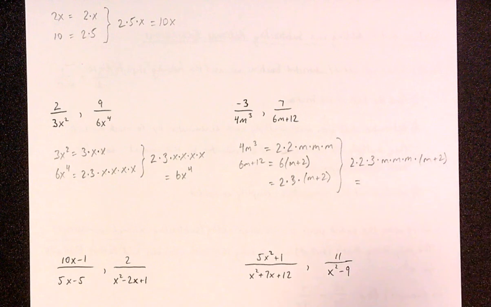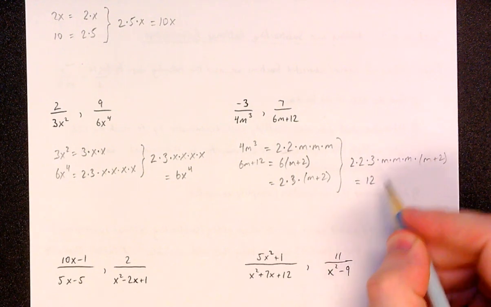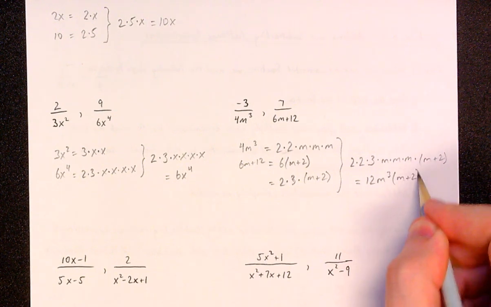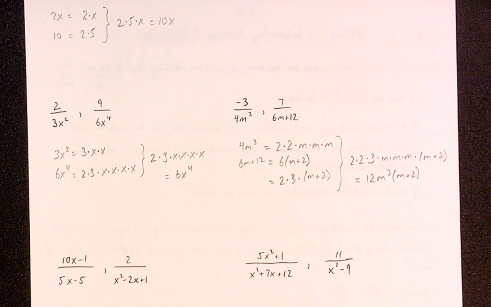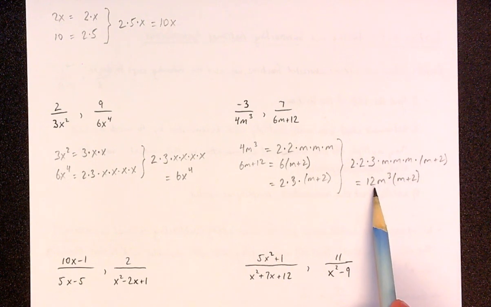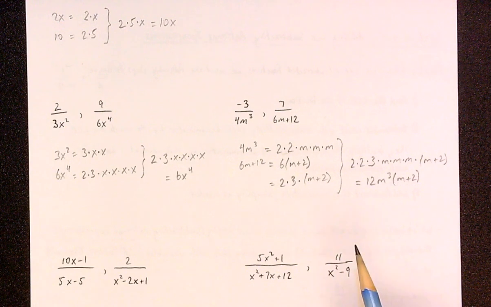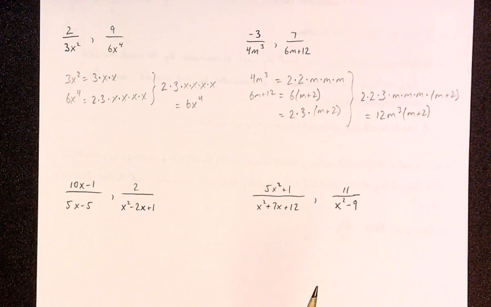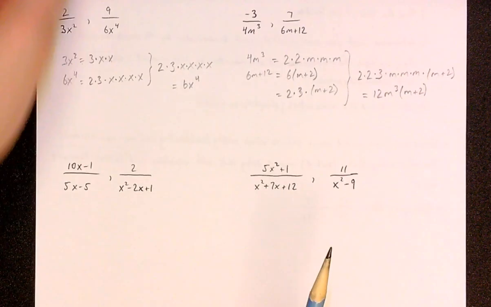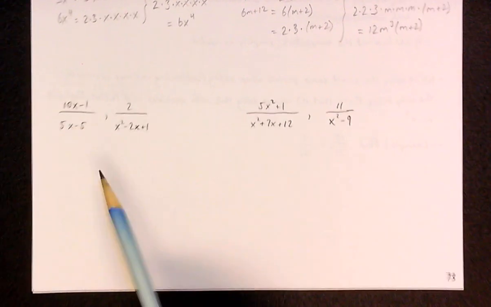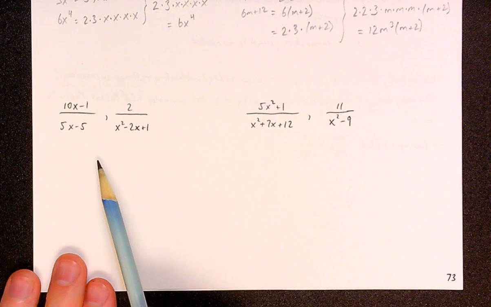And now, when I multiply these things, I get 12 m cubed times m plus 2. And this is my LCD. You could multiply this 12m cubed into each of these two terms. That would be fine too. That would still give you a correct LCD, but not something that you have to do. We'll go with this one. We'll do this one together.